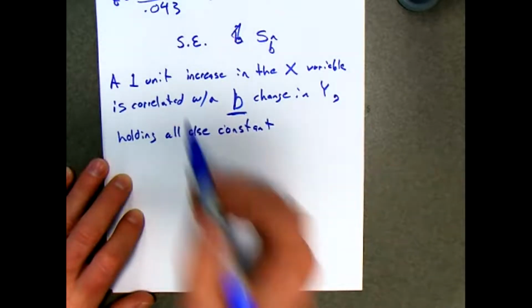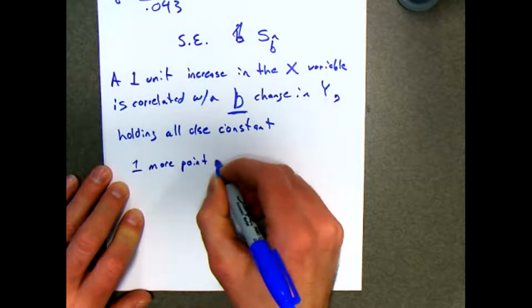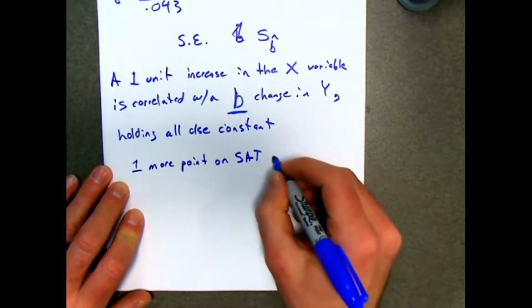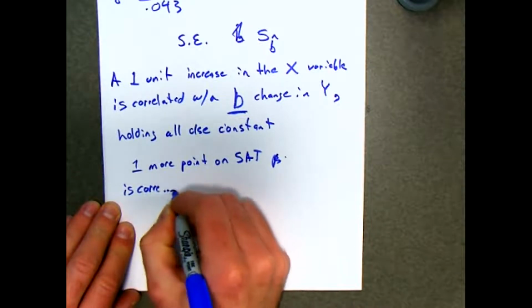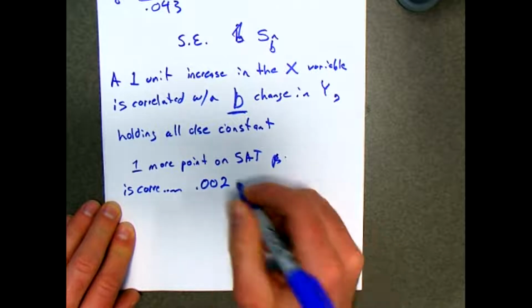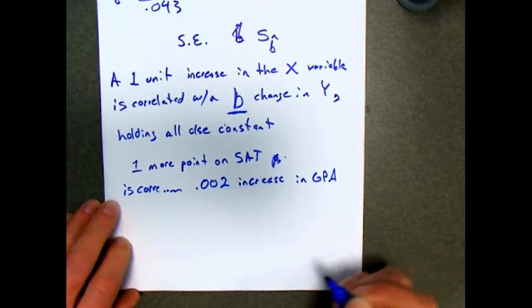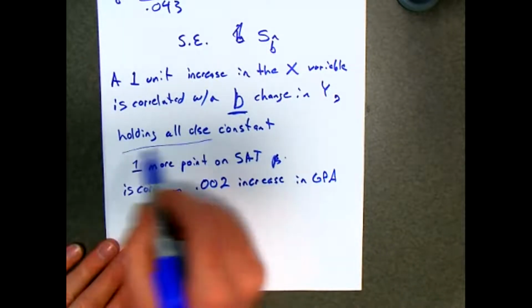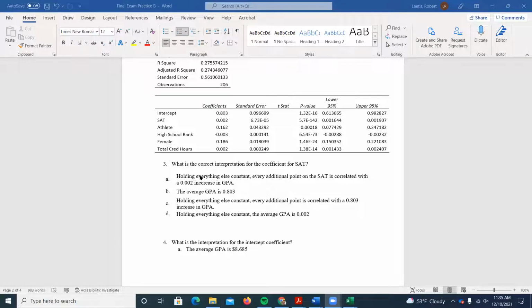So for SAT, a 1 unit change would be 1 more point on your SAT, which is correlated with a 0.002 increase in GPA, if I'm remembering that coefficient correctly, holding all else constant. So when we're looking at those answers, you could say holding all else constant first, but then every additional point on your SAT is going to be correlated with a 0.002 increase in GPA.